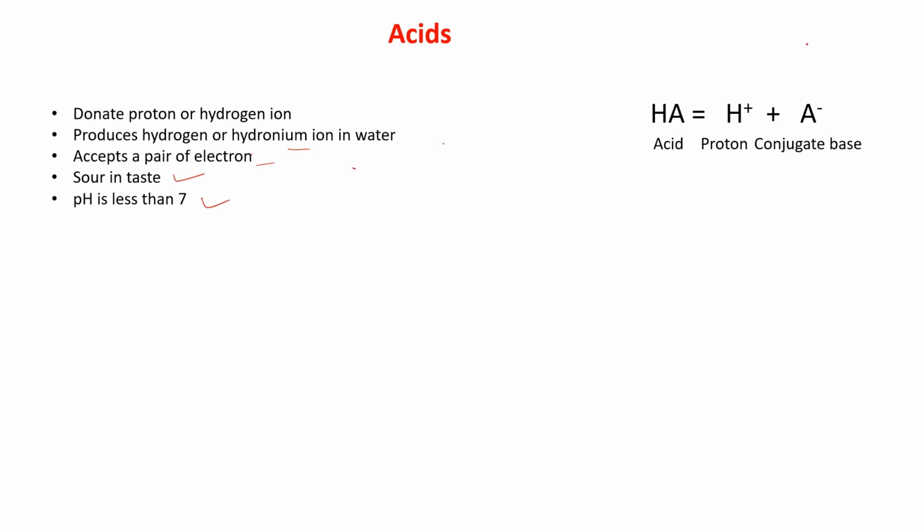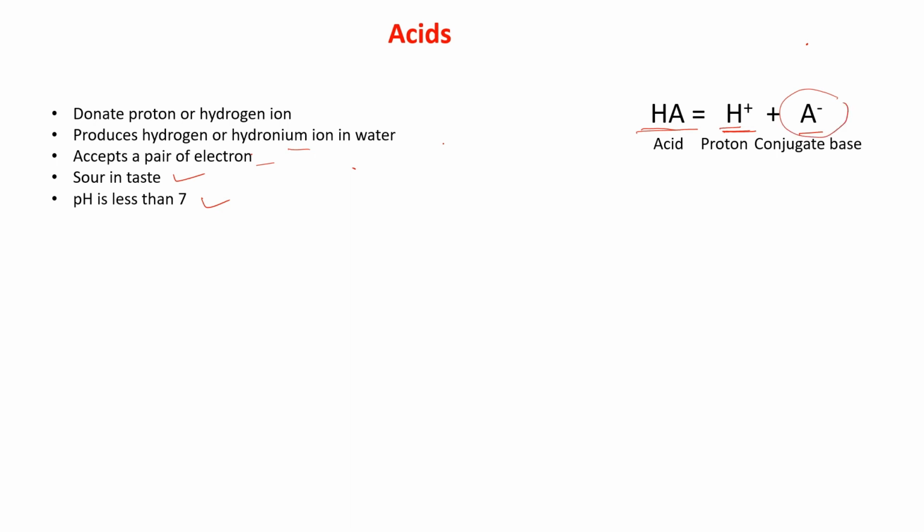Now this is a simple representation of an acid. Here HA is the representation of an acid because HA can dissociate into H plus, which is a proton, and A minus, or we can say HA can donate proton. Therefore, HA is an acid because it can donate proton or it can dissociate into H plus plus A minus. Now this A minus can now accept a proton.